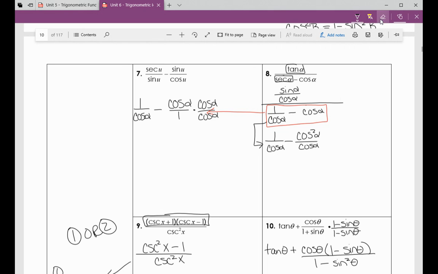I can go one step further. That's sine alpha over cosine alpha. And all of that is over, I'm still not done with this. That's 1 minus cosine squared over cosine. What does 1 minus cosine squared equal? What does 1 minus cosine squared over cosine equal?